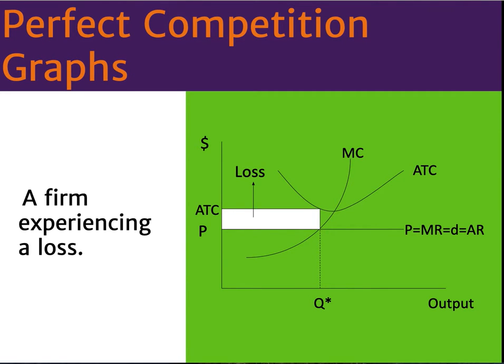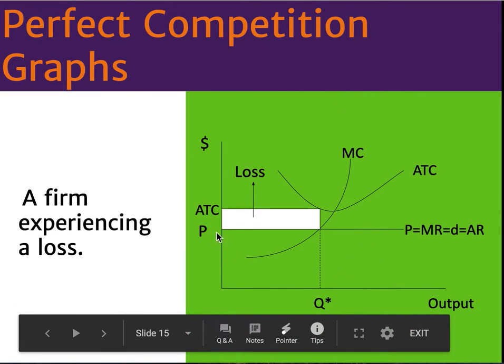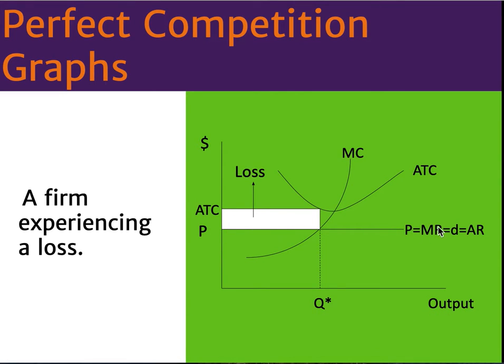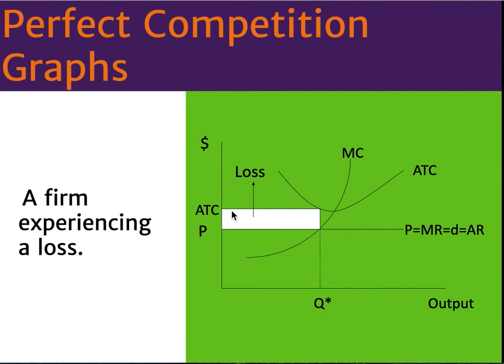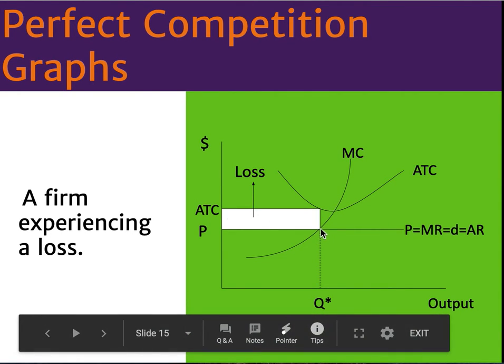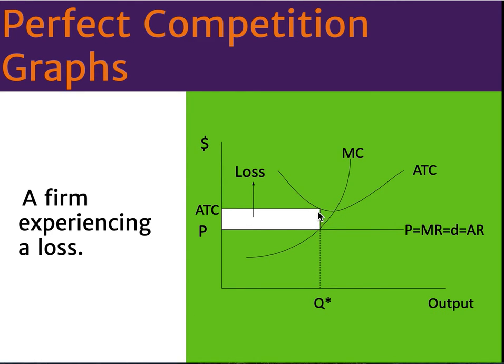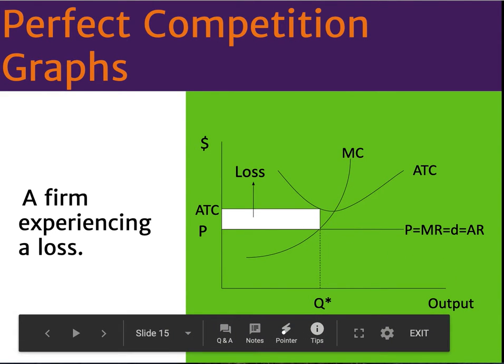In this case, you see a firm experiencing a loss. Now, how do we graph a loss? Well, same concept. I have my price or my marginal revenue, demand, average revenue line coming across horizontal. I'm still going to go where MR equals MC, but now I'm going to have to go up and find my average total cost. Well, what that's telling me is my per unit revenue is less than my cost. Therefore, I'm not making enough money. I am earning a loss in this section.